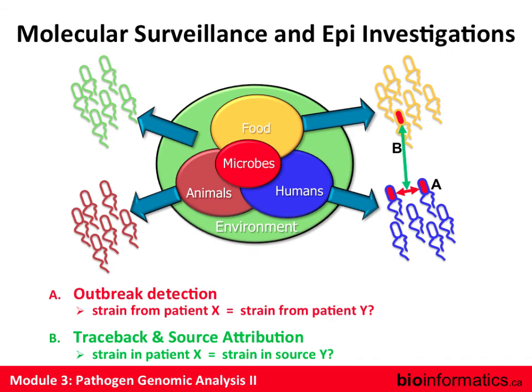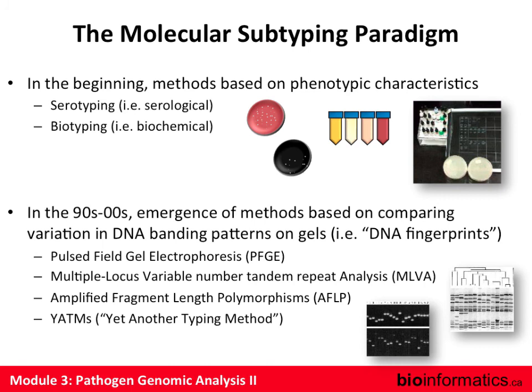So we've been using molecular subtyping for a long time. It used to be about phenotypic testing, serotypes, biochemical testing, that kind of thing, which evolved eventually into molecular typing, so using DNA methods to characterize pathogens. The prototypical one is pulsed field gel electrophoresis. But there's a myriad of methods, so much so that there is this YATM thing that somebody coined, yet another typing method, because there were so many methods being developed in the 90s and noughts.